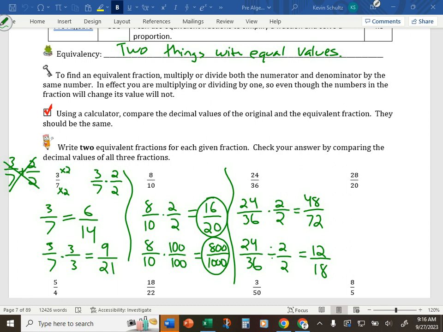Okay? Like I said, you've done this before, right? But just a reminder that as long as you multiply both numerator and denominator by the same thing, or divide numerator and denominator by the same thing, you're going to get an equivalent value.